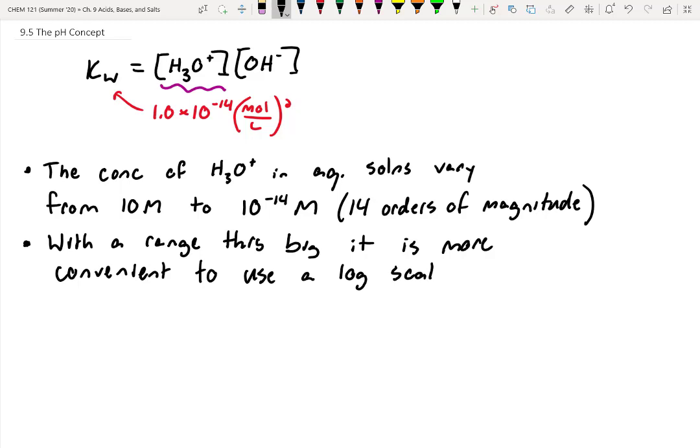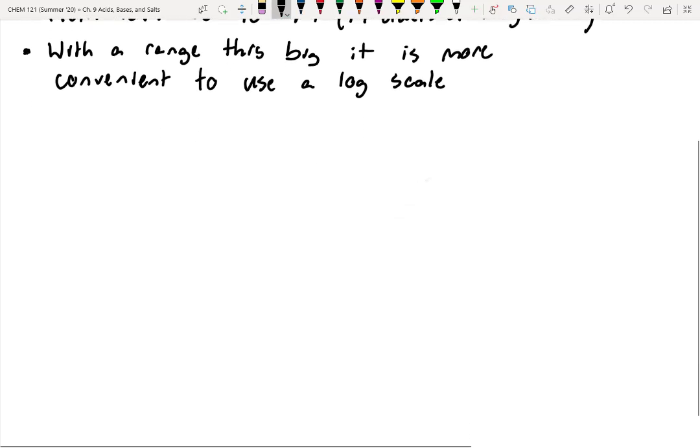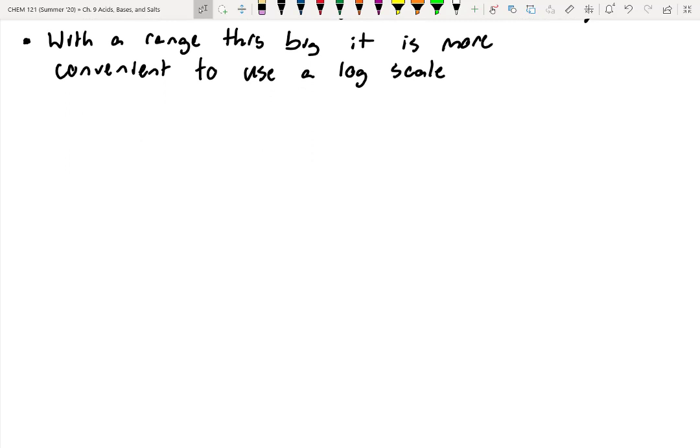All right, so log scales are kind of unique, and if you haven't used them before, basically an increase of 1 on a log scale is the same as an increase by a factor of 10, right? So if you go up 2 in a log scale, that's the equivalent of 10 times 10, or 100, or 3 would be 10 times 10 times 10. So it's just a lot easier when you're dealing with 14 orders of magnitude to work in the scale. So let me show you how we do this as chemists.